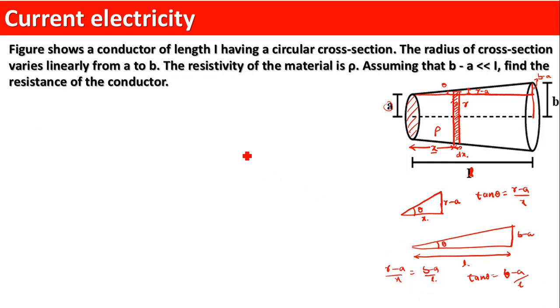Let me take from this equation, let me write R minus A is equal to B minus A by L into x. I am taking this x to the other side. Then from this, let me take R. R is equal to A plus B minus A by L into x. Is that clear? Yes.